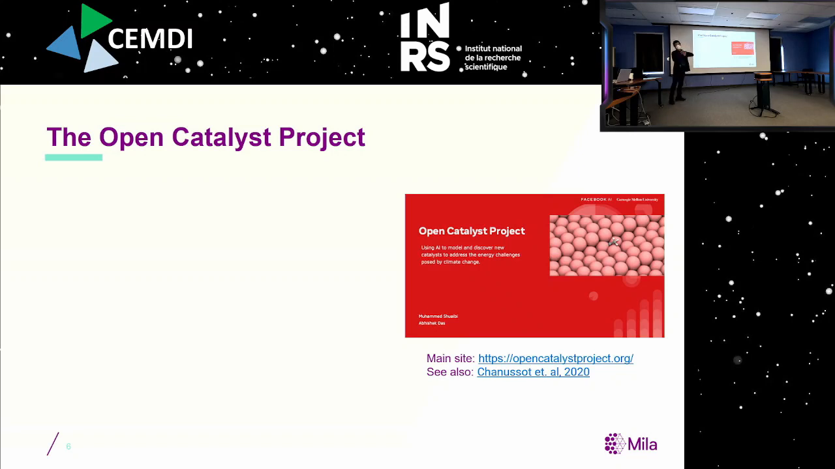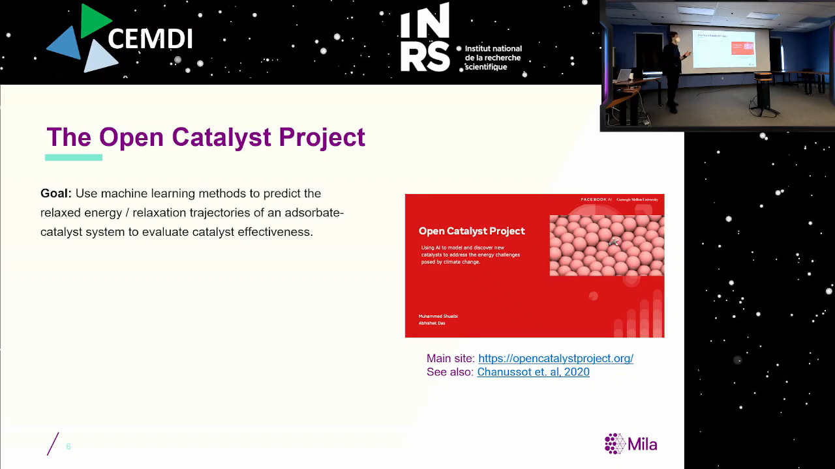So we're going to look at a couple of different tasks, but we're particularly going to focus on the data set involved in the Open Catalyst project, which is a collaboration between a number of researchers, including at Carnegie Mellon and at Facebook, who put together a data set and set of challenges associated to that data set to use machine learning methods to predict both the relaxed energy and the relaxation trajectories of an adsorbate catalyst system to evaluate catalyst effectiveness.